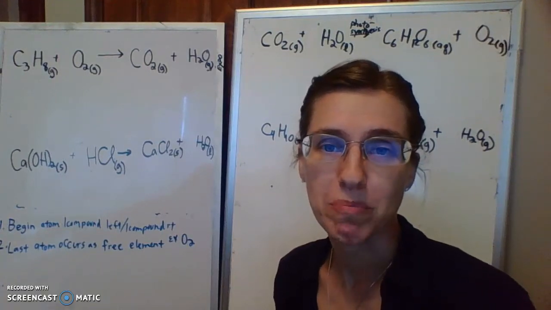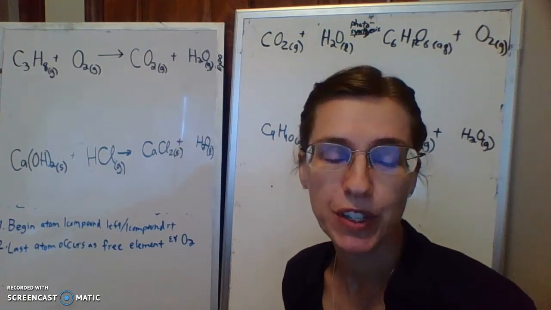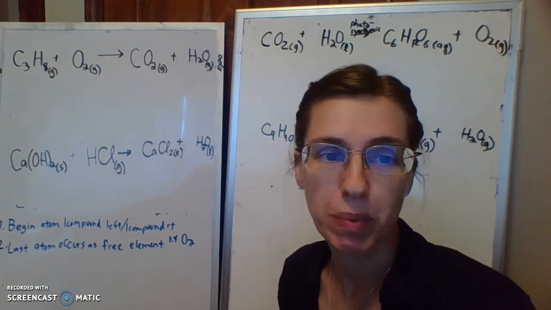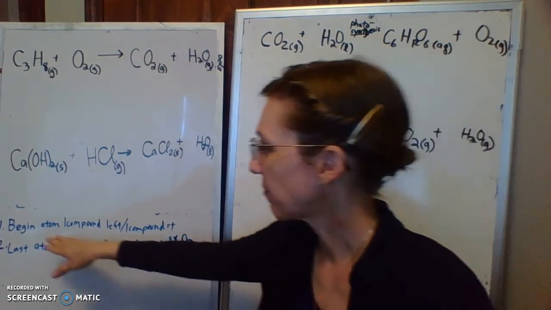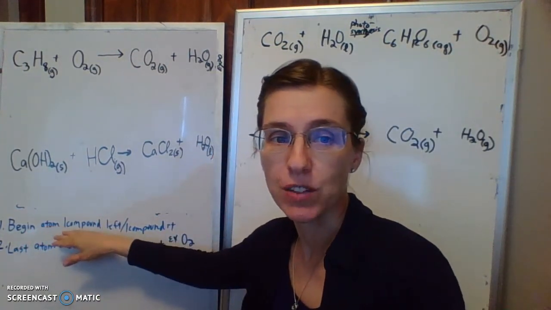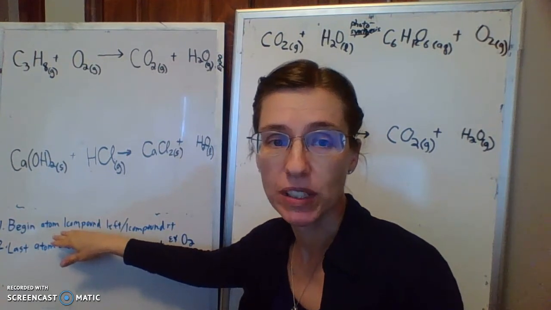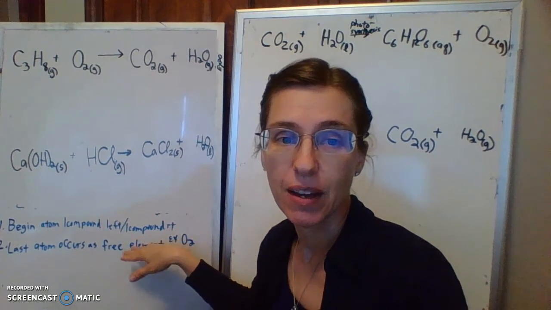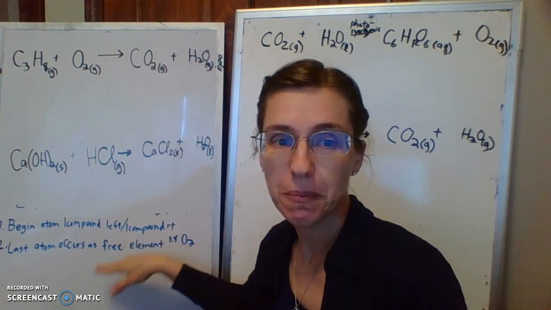Alright, so we're going to be talking about balancing chemical equations. We're going to use two guidelines to help us balance these chemical equations more efficiently. The first one is we're going to begin with an atom that happens to be in one compound on the left and one compound on the right. And we'll see examples of that.